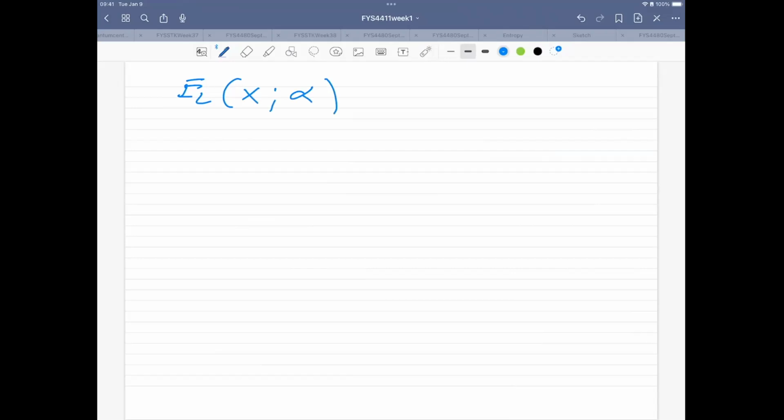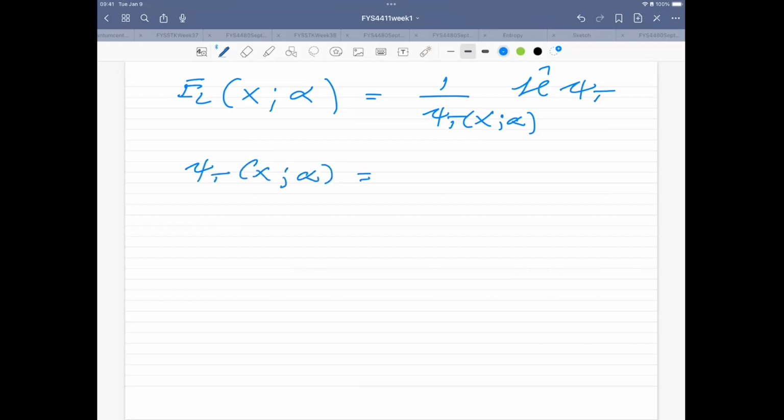Now what we need to do then is simply to calculate the following quantity. So we are going to have 1 divided by psi_T as a function of x and alpha. And then we have the Hamiltonian here acting on psi_T. And psi_T of x and alpha is equal to, and we are skipping the normalization constant.